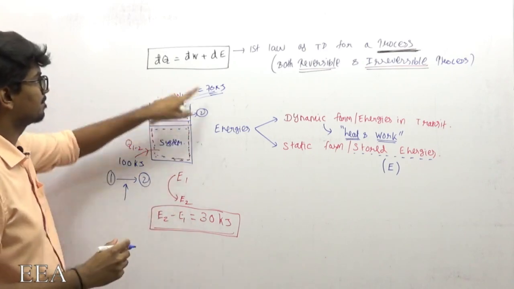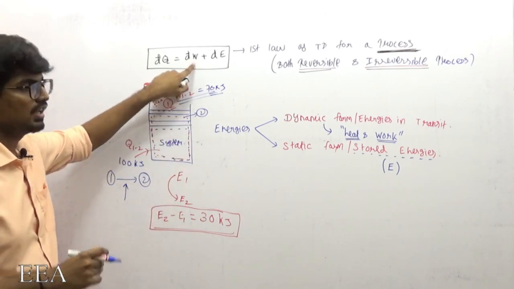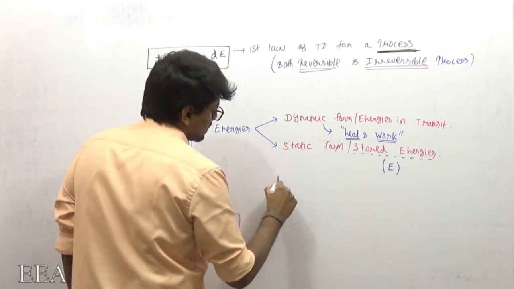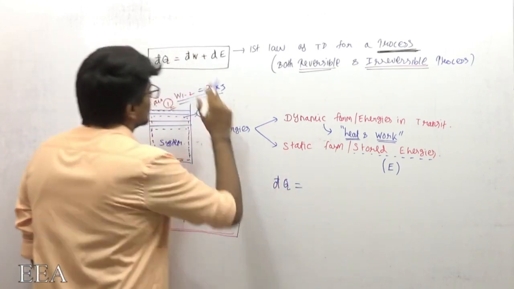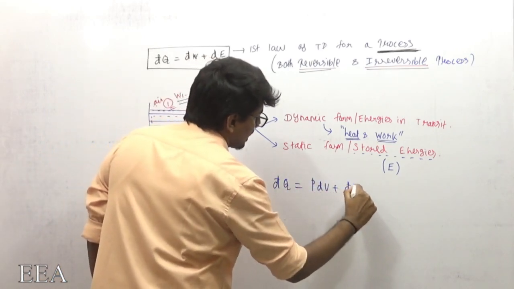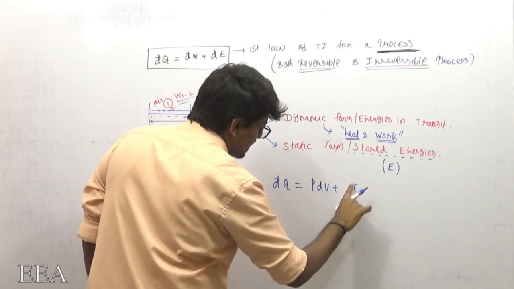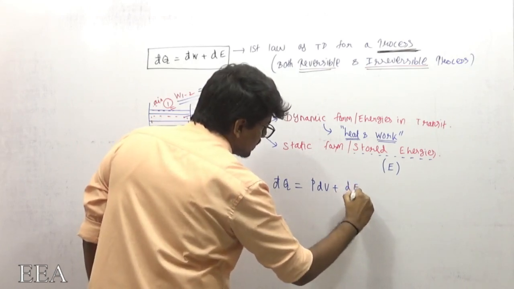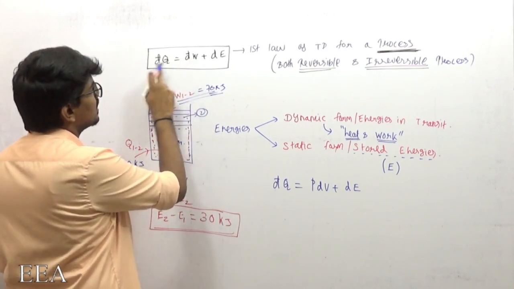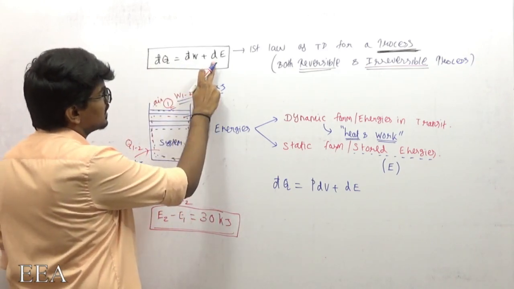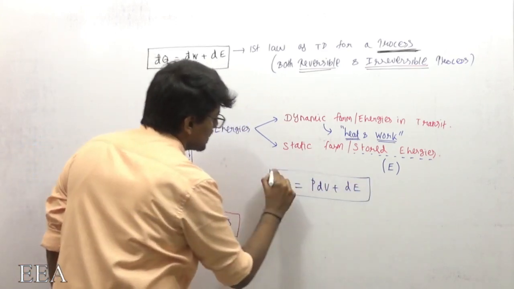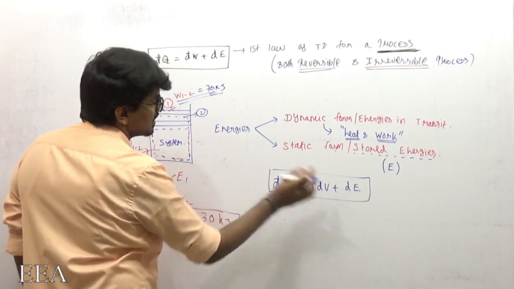Very simple. In place of dW, if I substitute PdV, what will happen? Sorry, this is d. I have to be careful about that. E is d, so when you are using E, you need to use d only. Inexact differentials are mentioned with d dash, exact differentials with d. So what did I do here? In place of d dash W, I substituted PdV.